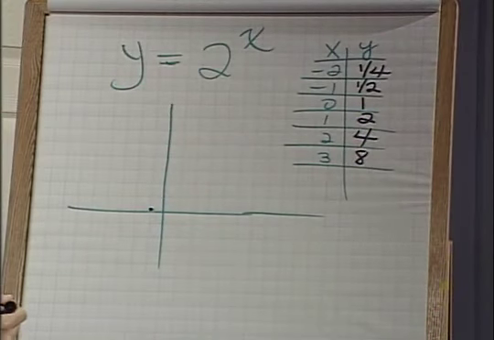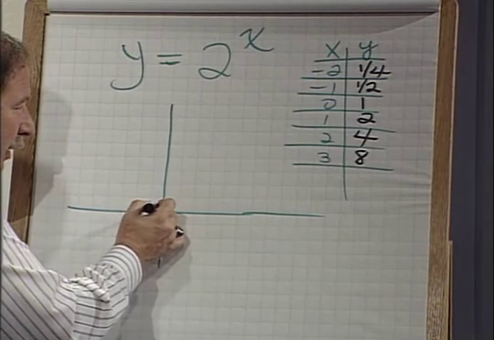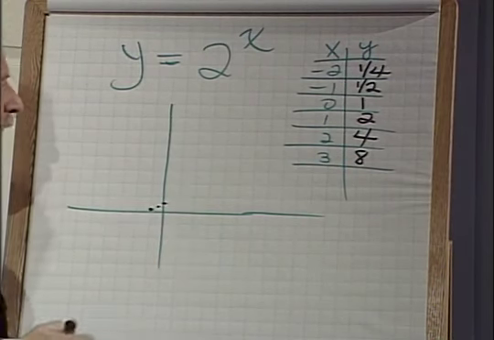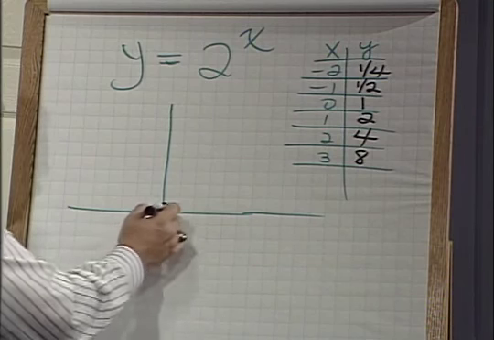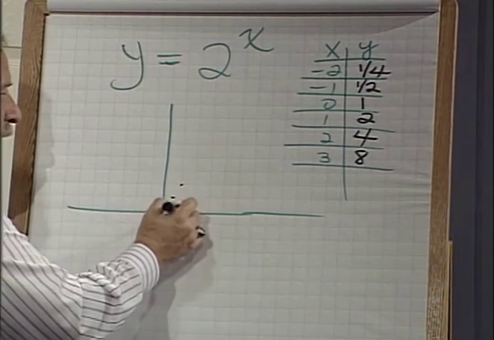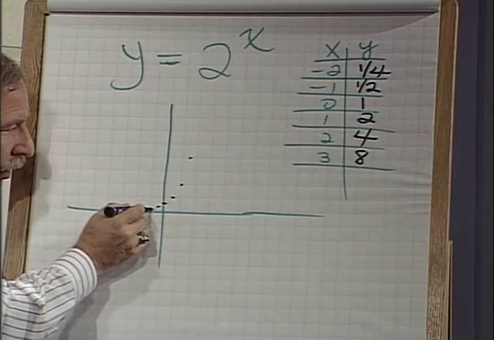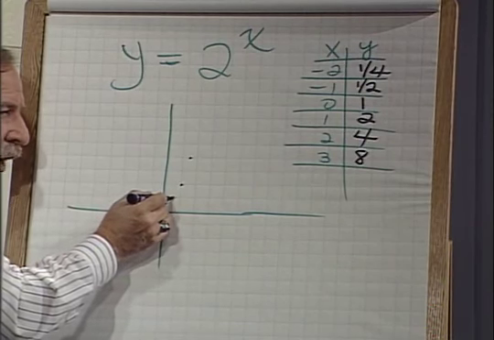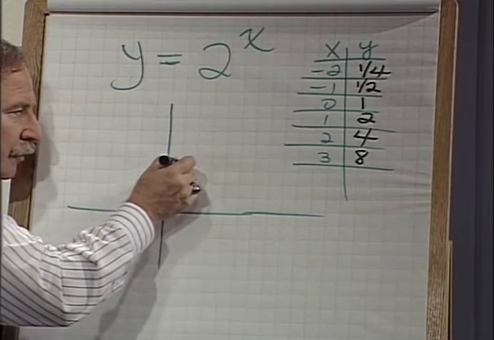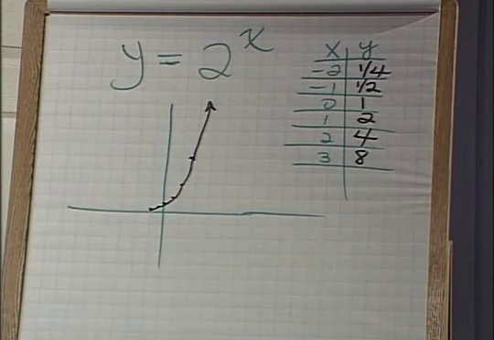So let's plot those points. Negative 1, 1/2 would be someplace over here. Make a little bigger dot. 0, 1 over here. 1, 2. 2, 4. And 3, 8. Now notice what happens. As the points move to the right, they go up faster and faster, and that's exactly what happens with an exponential function. It goes up faster and faster, rising exponentially.